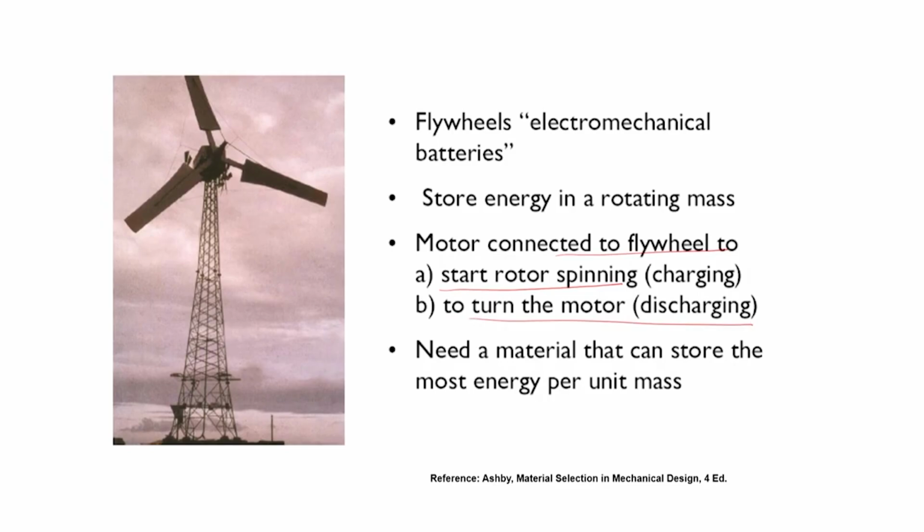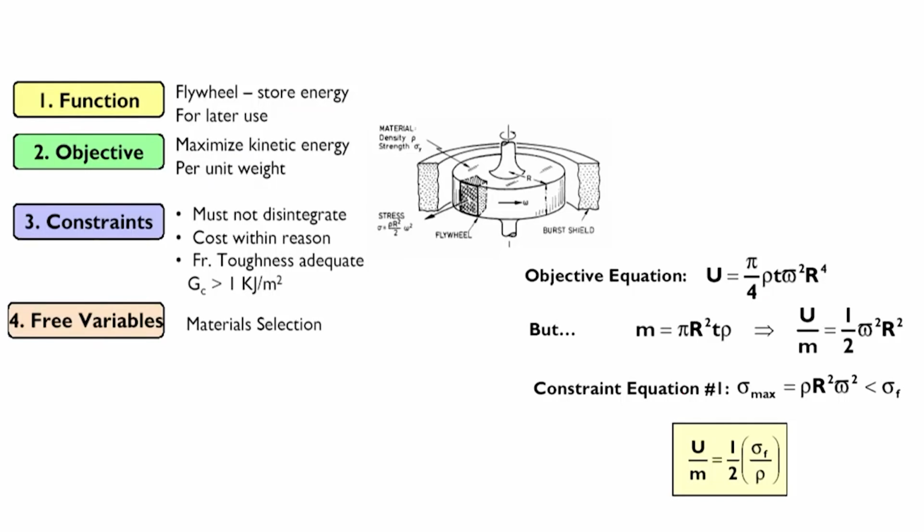So, now let us say I need a material that can store most energy, that is kinetic energy per unit mass. So, what is the kinetic energy? I can find out the kinetic energy similar to half mv square, it is half I omega square, and then I can find out the expression of it. And then what is the kinetic energy per unit mass for a circular system? I can find it out, which will become half omega square r square.